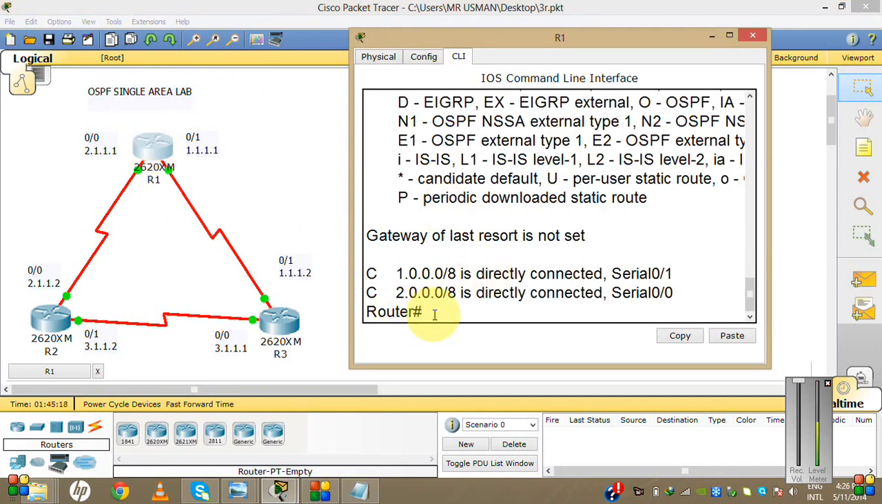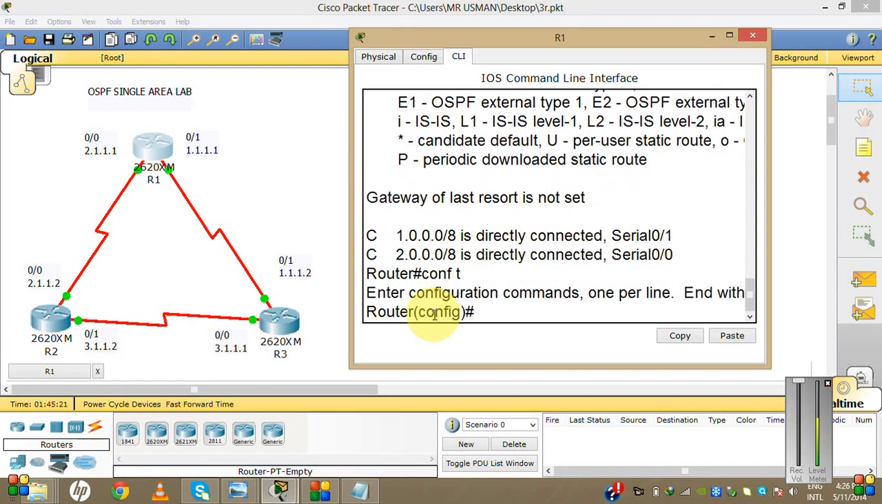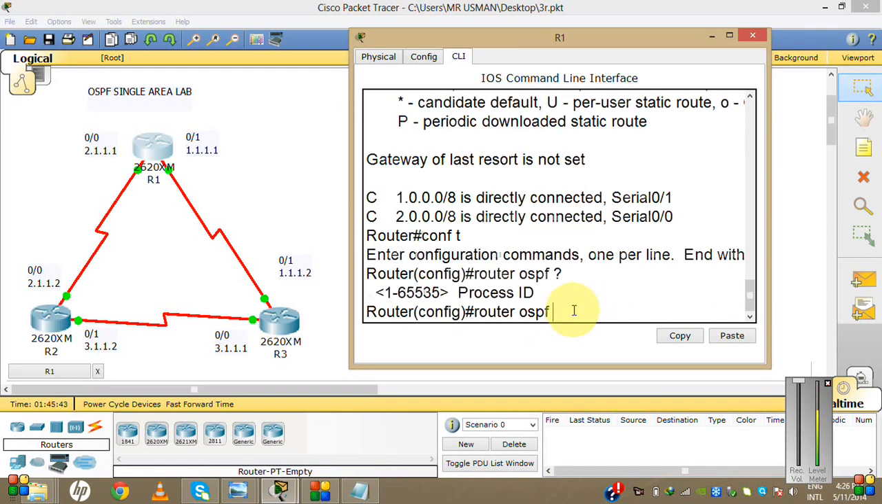Okay, now configure terminal is the global configuration mode, and now router ospf. You can write any one of the numbers. I will write here 1, which is a process ID. Its range, you can also put the question mark to see its range, is 1 to 65535. So I can put here any one of the numbers. I will write here 1.